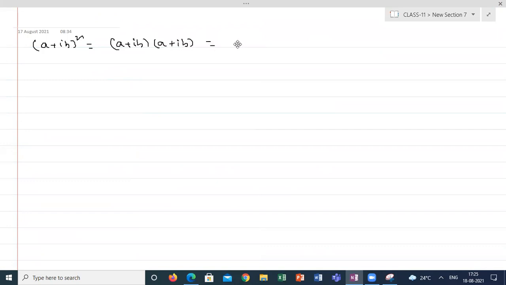So it will be simple. It will be a square plus aib plus iba plus i square b square. This will be a square minus b square plus, if I'm taking i common, 2ab. So this is the square of a complex number. What is the meaning of the square root of a complex number?